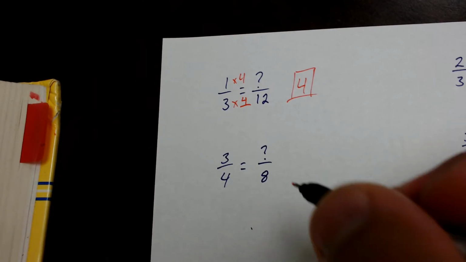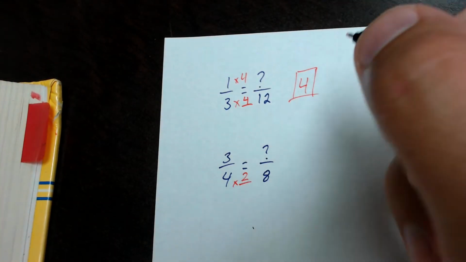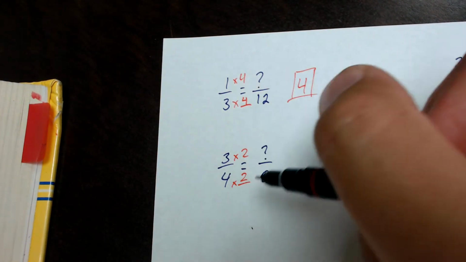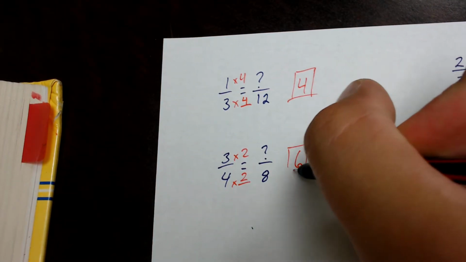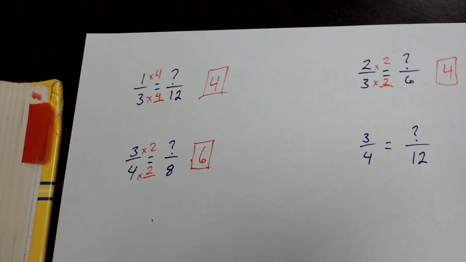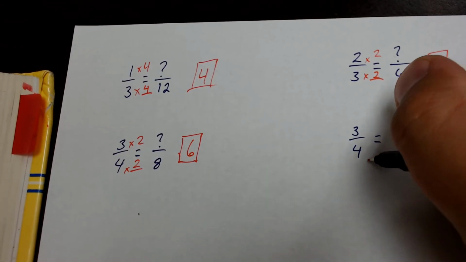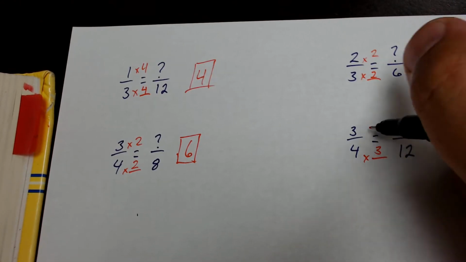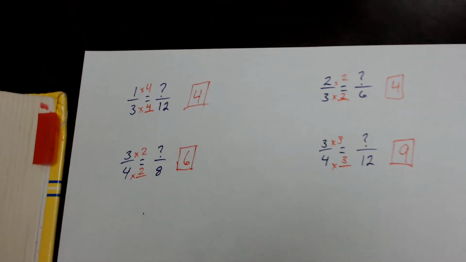Down here we have 4 times what will equal 8. 4 times 2 equals 8. So then we take 3 times 2 as well, so that way it's multiplication by 1. And then that gives us the answer of 6. All right. And then here we have 3/4 equals what over 12? So 4 times blank equals 12. The answer is 3. So 4 times 3 equals 12, which means we take 3 times 3 for a final answer of 9. Now those can be pretty simple, really simple concept.